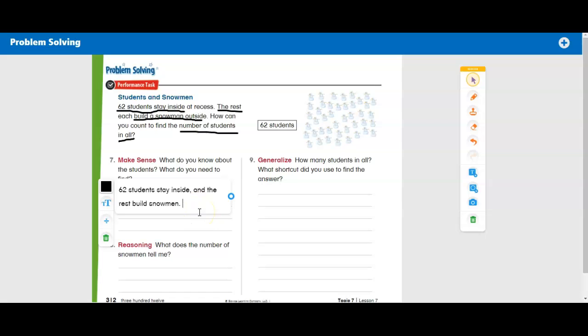We could say, I need to find how many students in all. And I'm using my writing tool because for the space that I have with my writing tool, I would not be able to put all of it here and written very nicely.